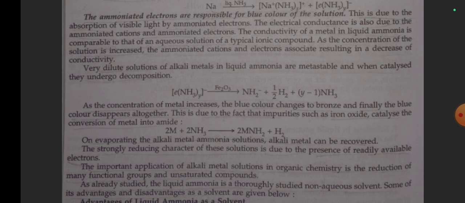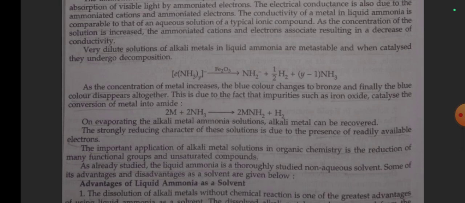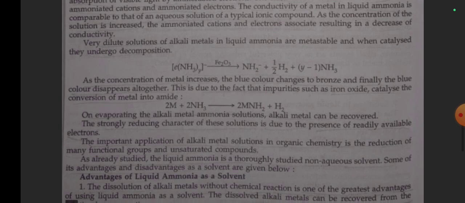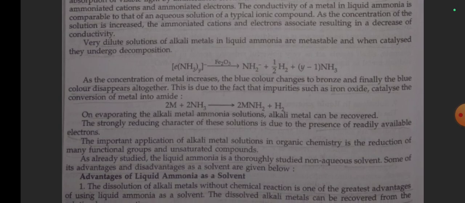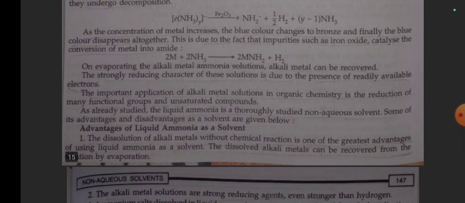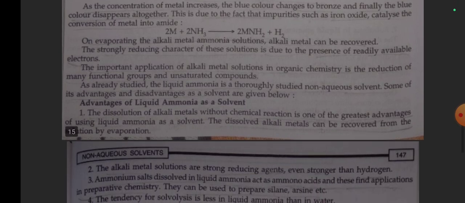compound. As the concentration of the solution is increased, the ammoniated cations and electrons associate, resulting in a decrease of conductivity. Very dilute solutions of alkali metals in liquid ammonia are metastable, and when catalyzed they undergo decomposition. As the concentration of the metal increases, the blue color changes to bronze and finally the blue color disappears altogether. This is due to the fact that impurities such as iron oxide catalyze the conversion of metal into amide.